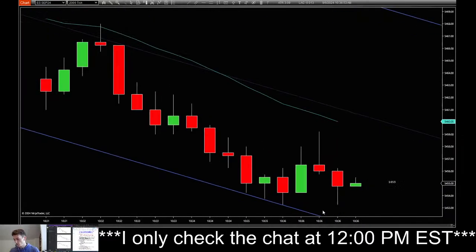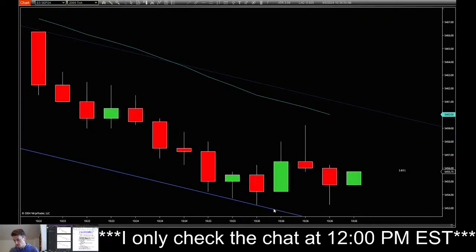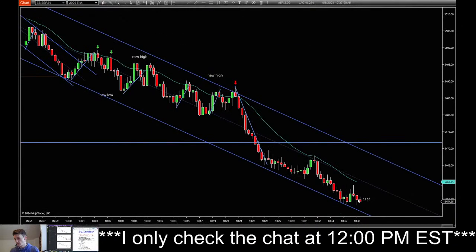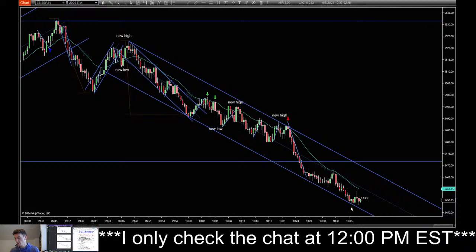Looks like we have a double bottom right here. Yeah, double bottom. You could count this as a first entry and look for a second entry, but I'll probably just count this as one low. It doesn't really look like a leg back. That just looks like sideways action. Price is just moving sideways there.